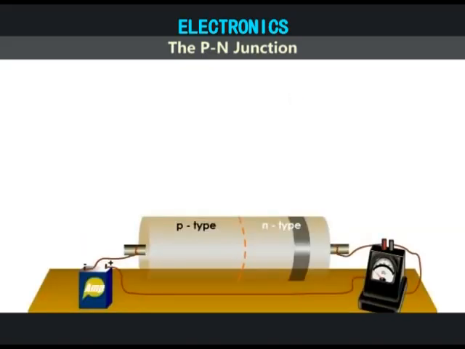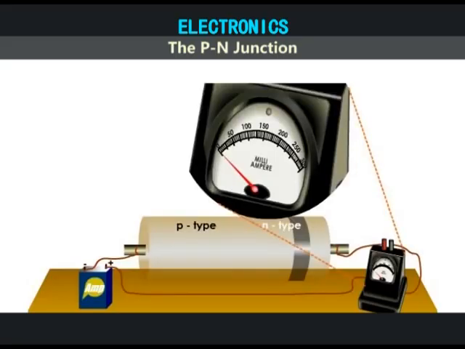What will happen when the negative terminal of a battery is connected to the p-type region and the positive terminal to the n-type region? Observe if there is any deflection on the ammeter. As no current flows through the circuit, the ammeter reading is 0.